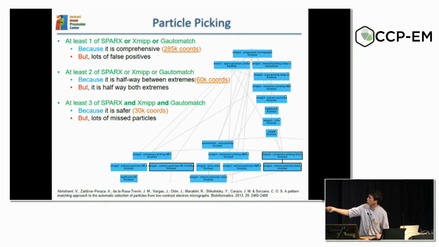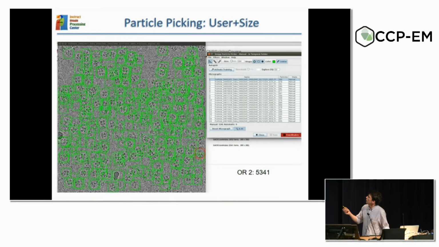But you can go to the other extreme. I only believe a particle is a particle if the 3 of them have found it. And then you have 30,000 particles. And you can stay in between, and you can use more pickers and be very creative about the way to choose your particles. And here is an example. We are using here 2 pickers, one based on the user picking. So this is learning from the user and then automatically picking the rest of the micrographs. And this one is based on size.